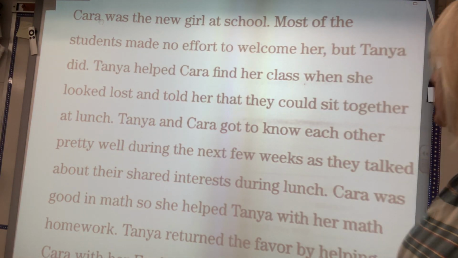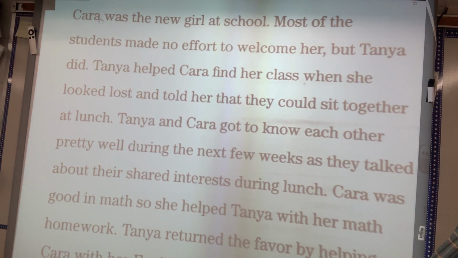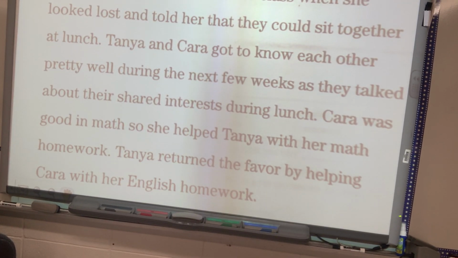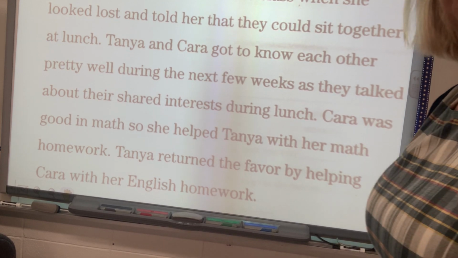It says, Kara was the new girl at school. Most of the students made no effort to welcome her, but Tanya did. Tanya helped Kara find her class when she looked lost and told her that they could sit together at lunch. And Tanya and Kara got to know each other pretty well during the next few weeks as they talked about their shared interests during lunch. Kara was good at math, so she helped Tanya with her math homework. And Tanya returned the favor by helping Kara with her English homework.